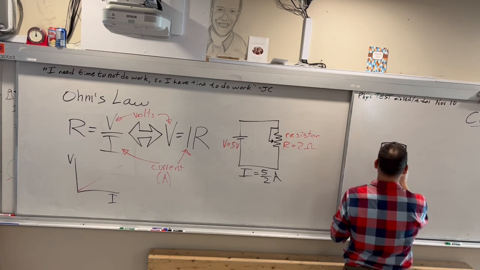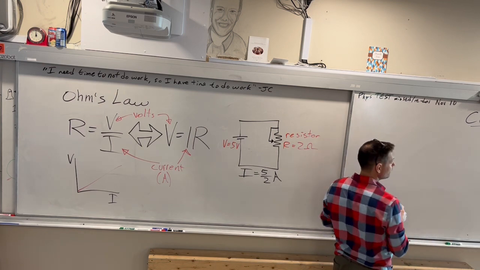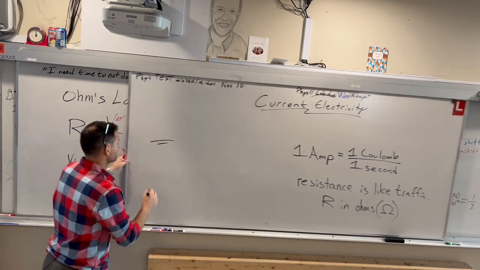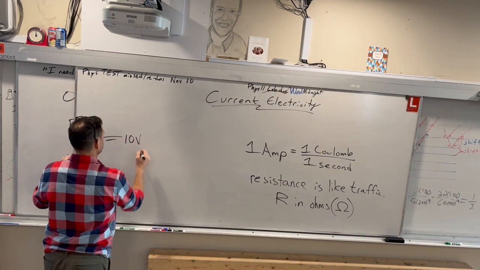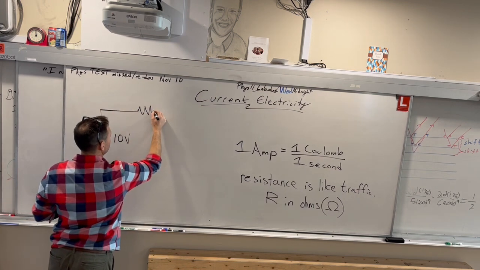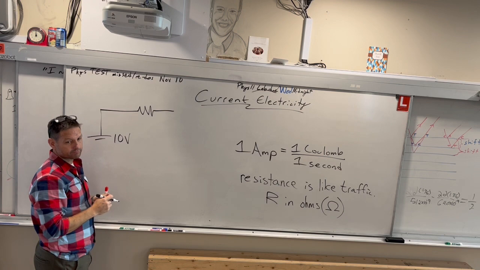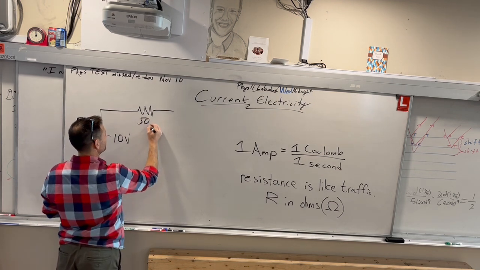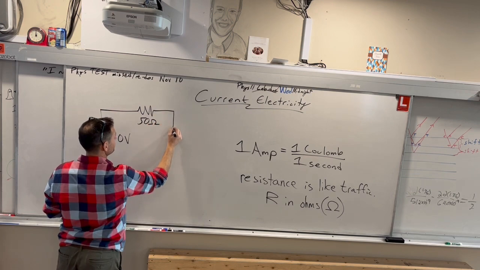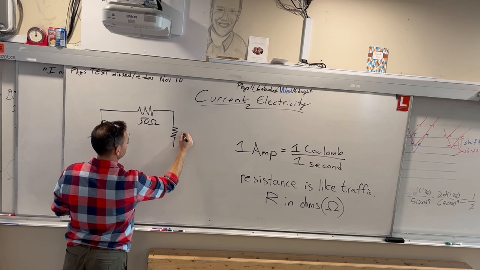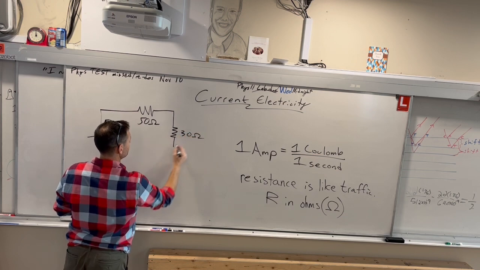Yeah, sure. Give me a voltage. Let's say we got 10 volts. And we have a resistor with 50 ohms. And this is 30 ohms.